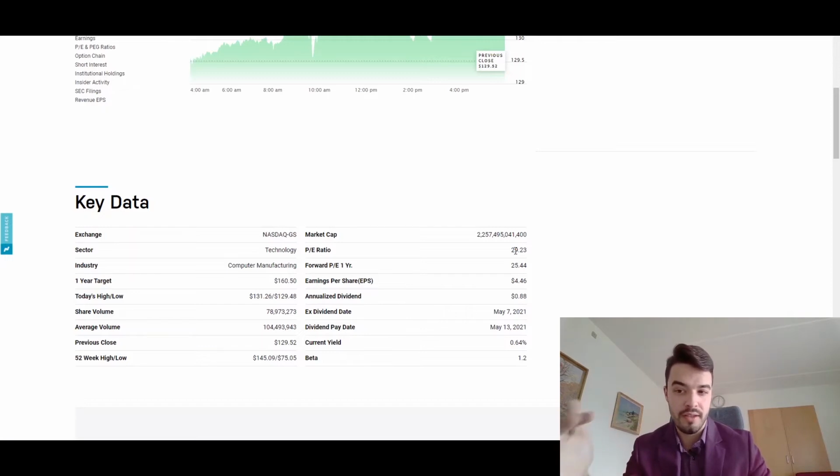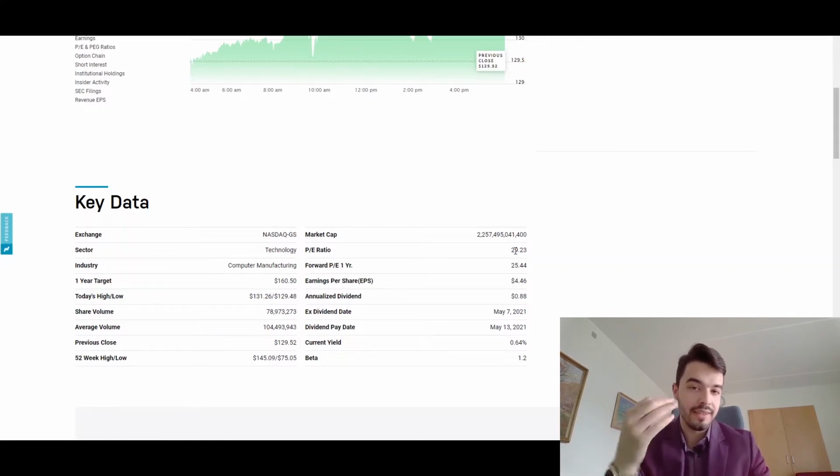So if the P to E ratio is high, it could mean that the company is overvalued or that the investors who invest in that company expect future growth. So it's a double-edged sword. Is it overvalued? Is the share price going to fall? Or is it expecting growth? You need to think of that for yourself.